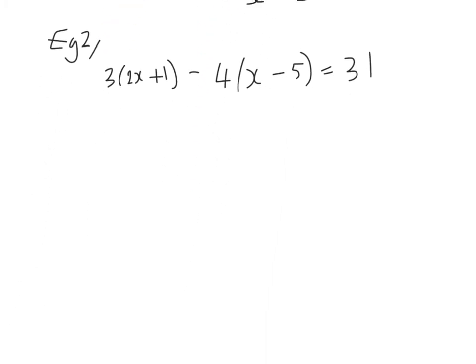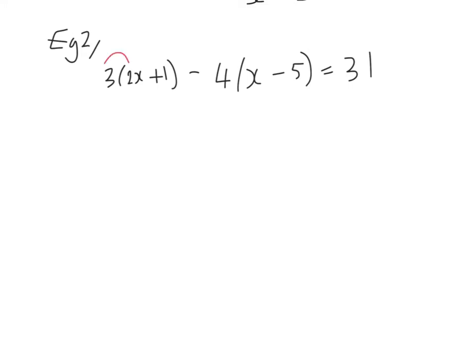Example 2. We have to solve 3 lots of 2x plus 1, or 3 times 2x plus 1, take away 4 times x minus 5, which is equal to 31. So we start off again by expanding brackets. Here we have 2 sets of brackets. So we can expand the first set.